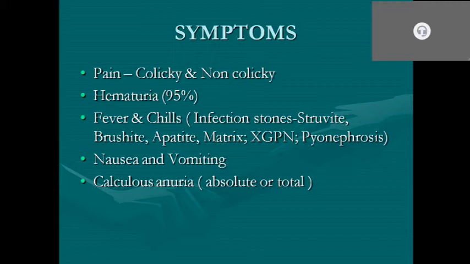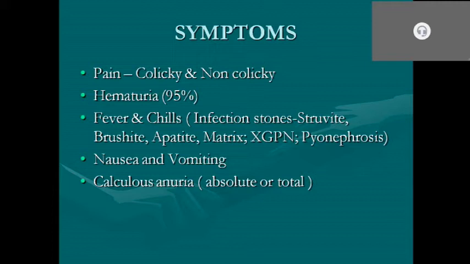The second most common symptom is hematuria. Hematuria can be gross or visible hematuria, or it can be microscopic or non-visible hematuria, which you can see in urine routine and microscopy examination. The third symptom can be fever with chills, especially with infected stones like struvite, brushite, matrix stones, xanthogranulomatous pyelonephritis and pyonephrosis. XGPN is xanthogranulomatous pyelonephritis, and pyonephrosis is accumulation of infected pus in the pelvicalyceal system because of long-standing obstruction.